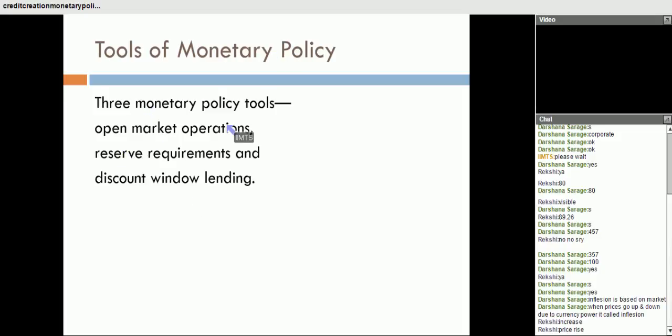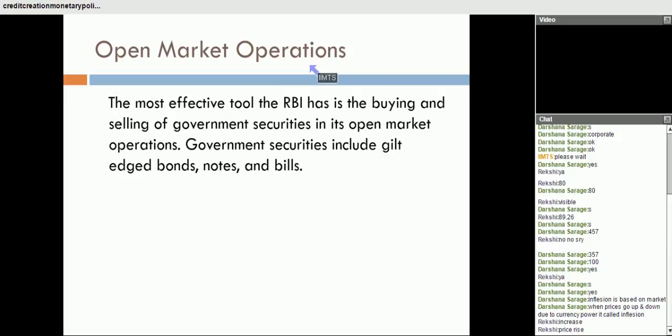So it is of three types. One is open market operations, then there are reserve requirements, and there is discount window lending. Okay, so now we will see each of them in detail. Open market operations are those in which the bank is directly involved and engages itself in direct selling and buying in the market.